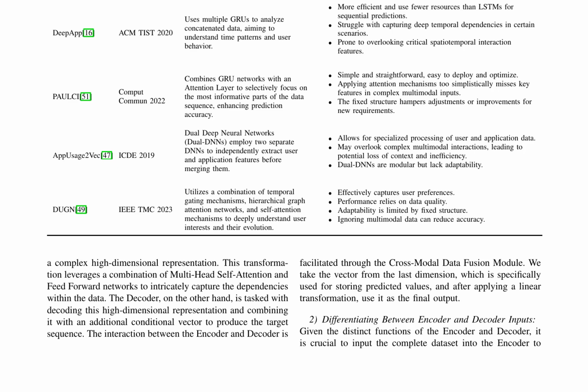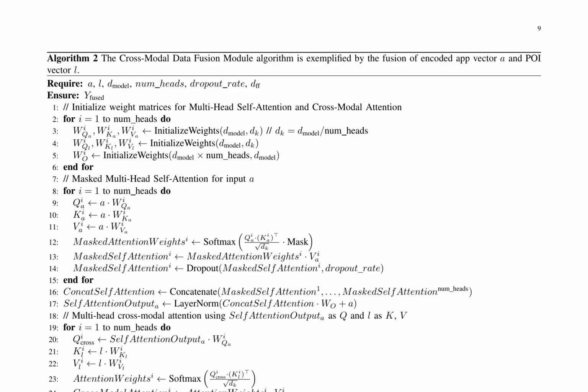Overall, the Appformer framework offers a comprehensive approach to predicting app usage sequences, leveraging multimodal data and novel fusion strategies to enhance predictive performance. The cross-modal data fusion module algorithm is presented, which fuses encoded app vector, A, and POI vector, L, through a series of operations involving masked multi-head self-attention, cross-modal attention, feed-forward network, and layer normalization. This fusion is crucial for obtaining a richer and more comprehensive feature vector.